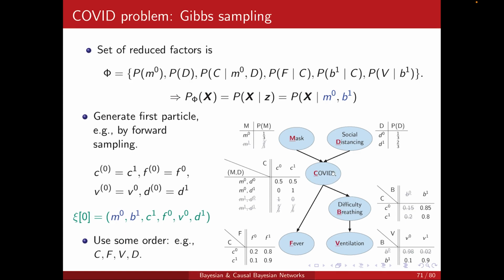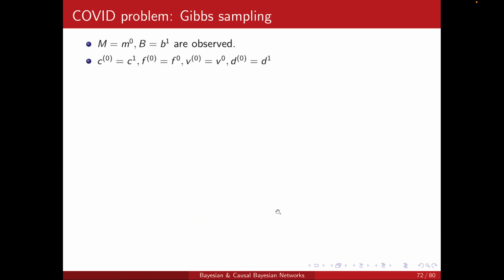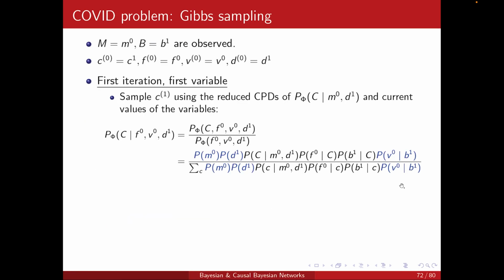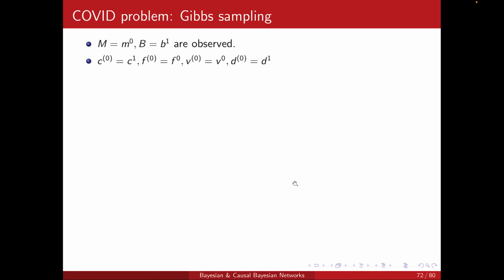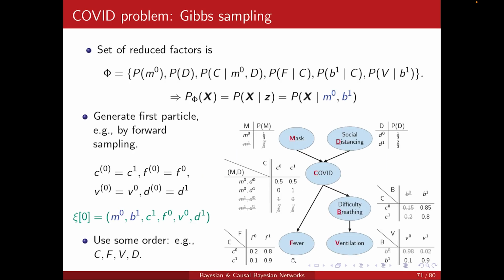So here, for example, for COVID, we had that it has its parents, but it also has 2 children. That's why in the probability distribution, 3 CPDs appeared when we wanted to update its value. 1 for the parents and 1 for each of the 2 children. But for fever, it doesn't have any children, it only has a parent. That's why only P of F conditioned on C appears.